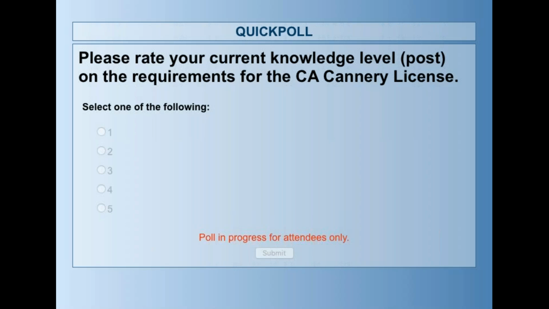This one is the same question, but for the cannery license, and we needed this for the salsa example because salsa is considered a higher risk product, and the kitchen or the production facility where the salsa is made needs to make sure to have the cannery license.